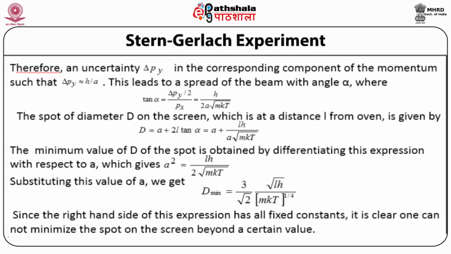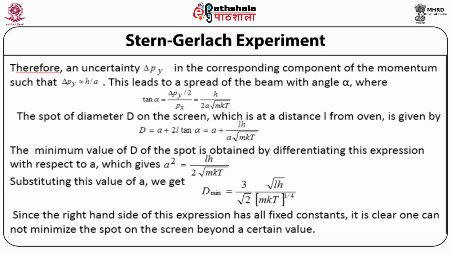Here the d minimum is obtained because when we differentiated the value of d from the above equation and equated it to 0, we could get the value of the width of the aperture, and then using that value of the width of the aperture, we substituted that back into the relation for d and we got the minimum value for d. Since the right hand side of this expression, that is the expression for d minimum, has all fixed constants, it is clear that one cannot minimize the spot on the screen beyond a certain value.